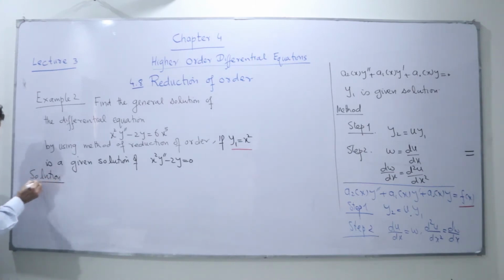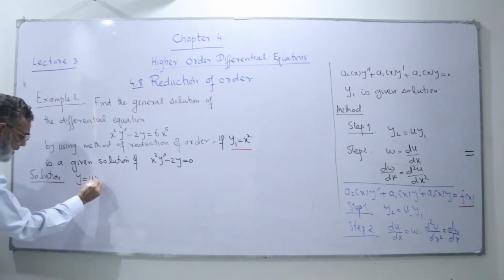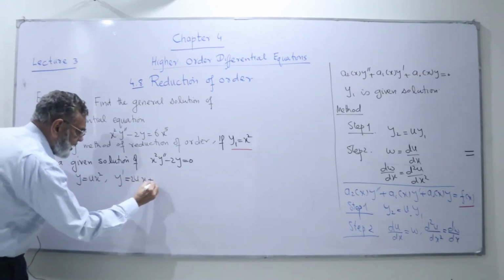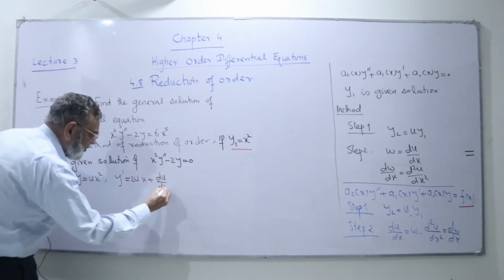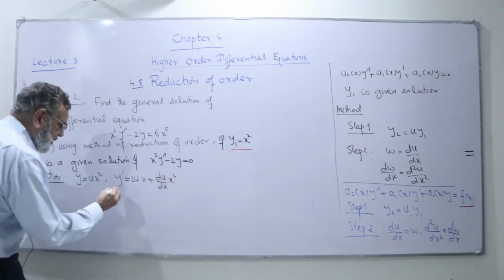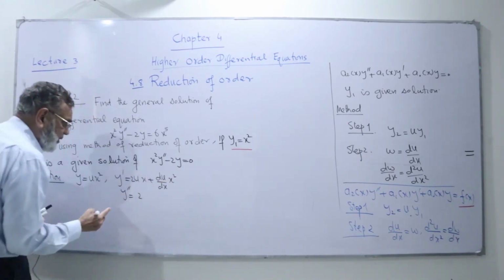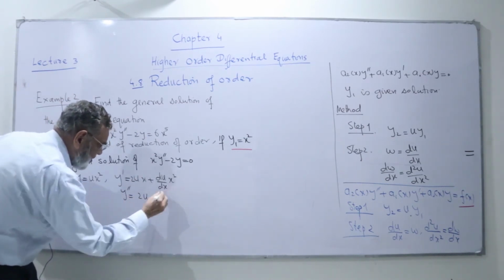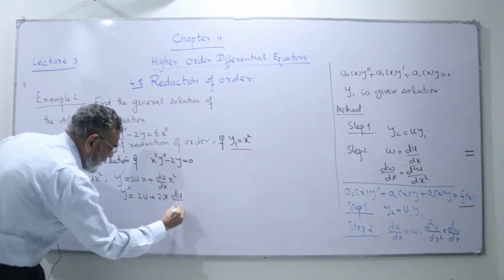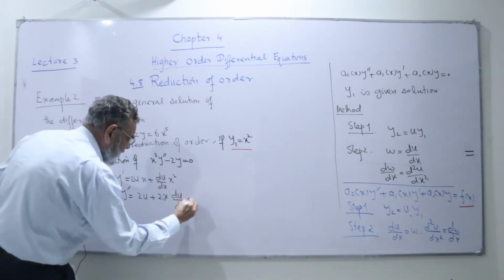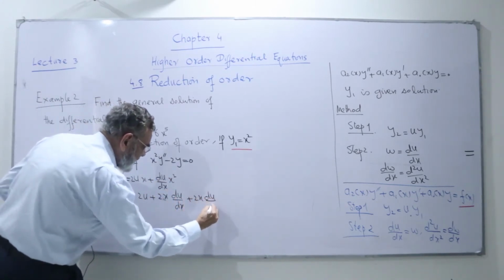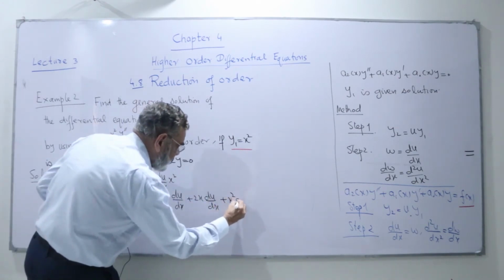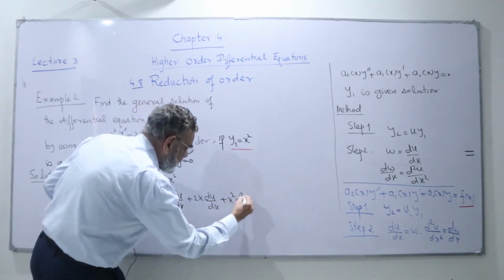y equal to u y1. Our y1 is x squared. We find y dash: the derivative of u times x squared gives u times 2x, plus du by dx times x squared. Then y double dash: we get 2u, then 2x du by dx from the derivative of x squared times du by dx, and then x squared d2u by dx squared. So these are my derivatives.